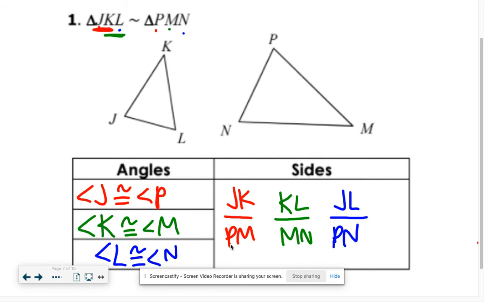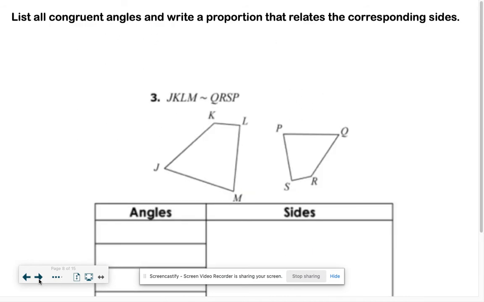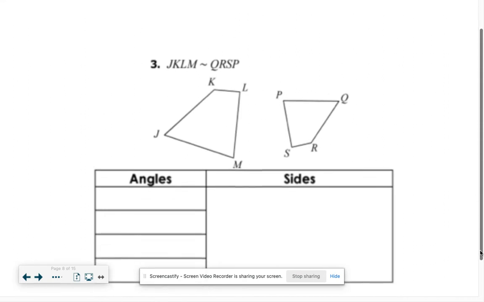Okay, you guys get a head start on the next one. Same idea, except now you have 4 instead of 3. Match your angles and then match your sides. And then I'll slowly start putting the answers on the board. What are we doing? Same thing we just did.